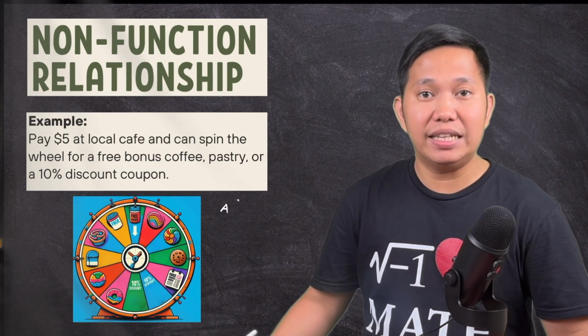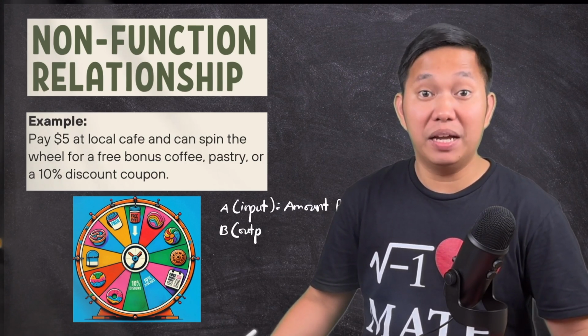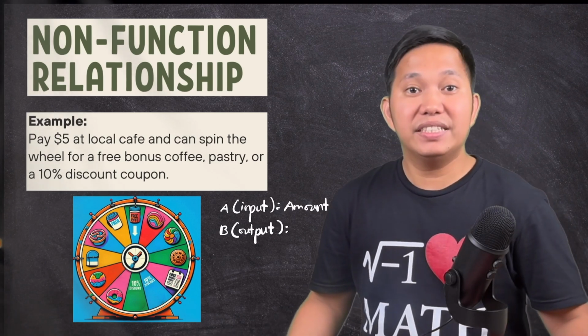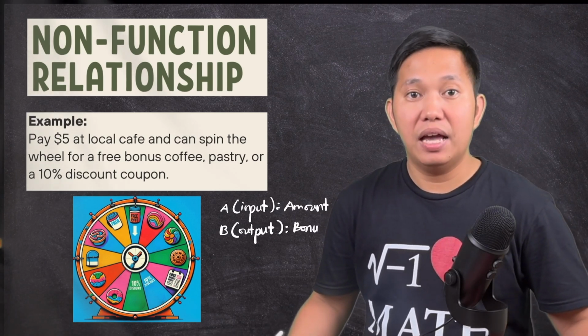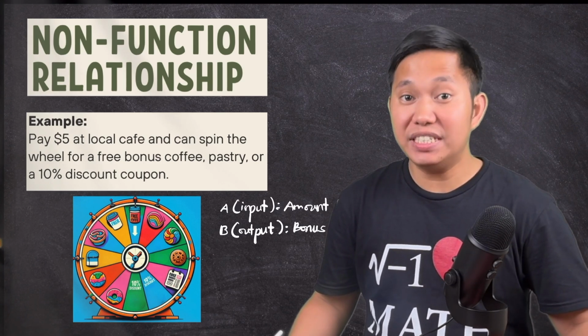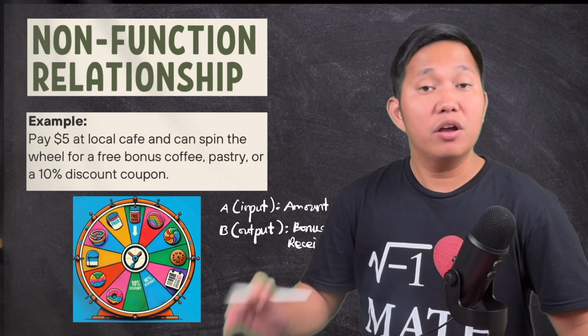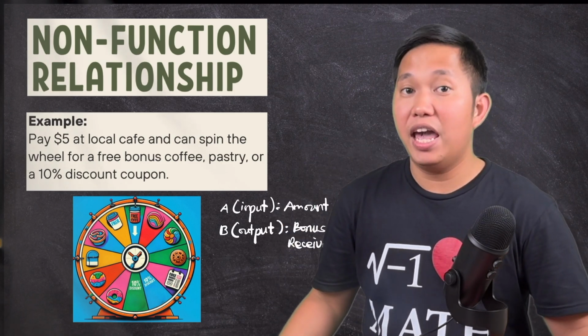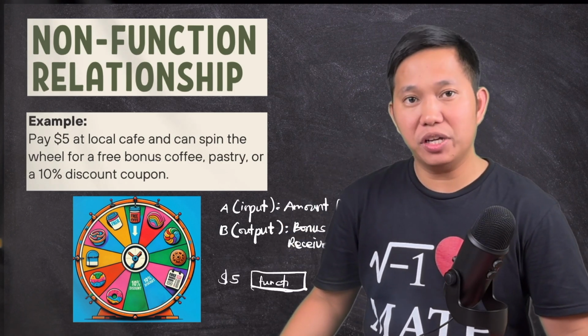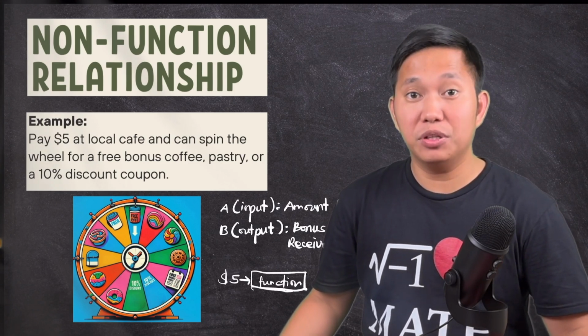Hence, we can let set A, or the input set, be the amount of money paid, and set B, or the output set, be the bonus items received. So in paying $5, we have 3 outputs: a free coffee, a pastry, or a 10% discount coupon.